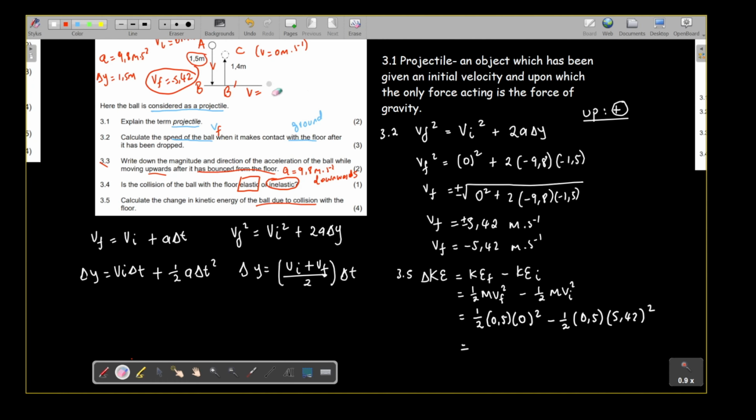So now how are we going to calculate the velocity at B prime? We are simply going to say the information we have is that we have the velocity, we also have change in y as 1.4 meters, and then we know the acceleration.